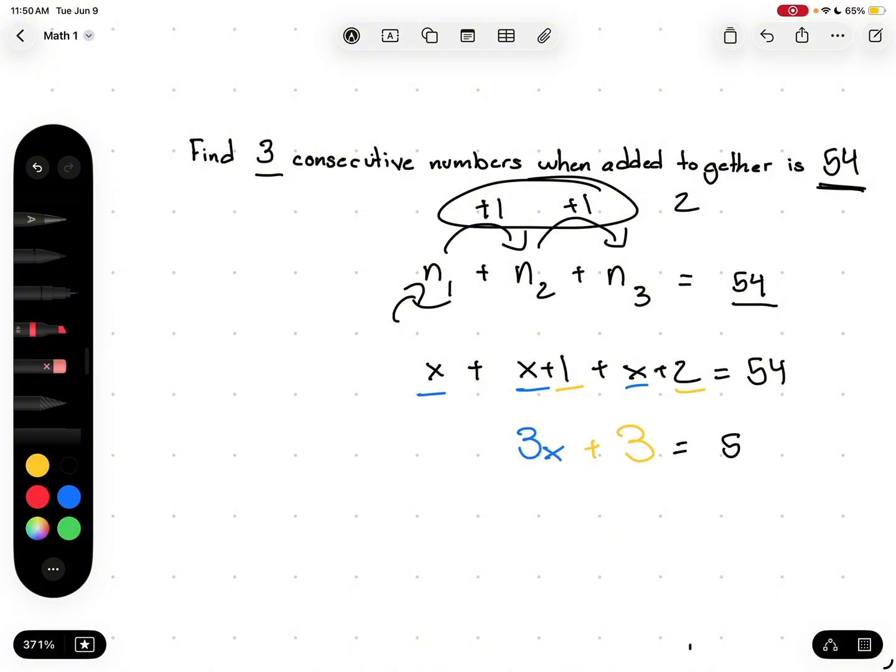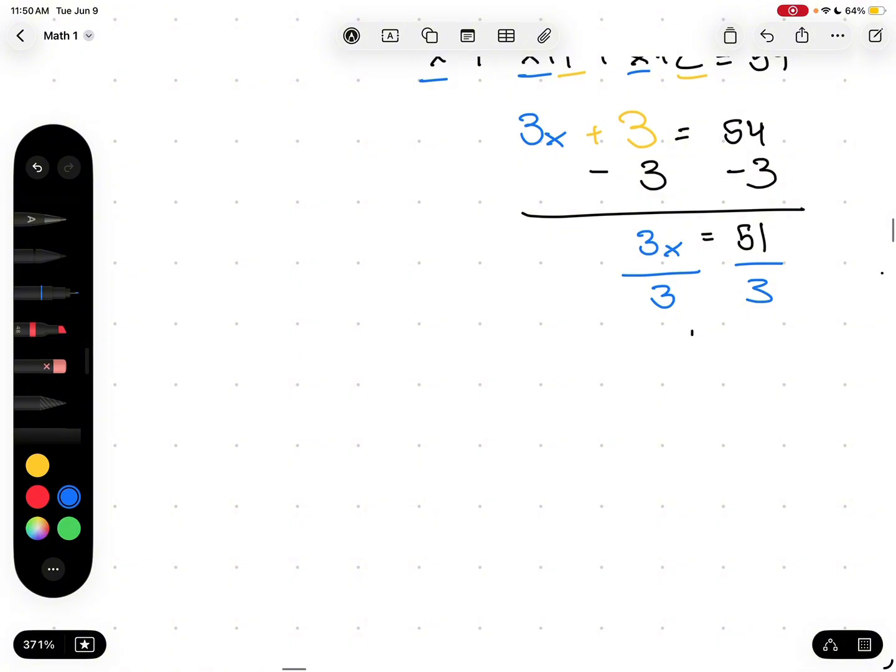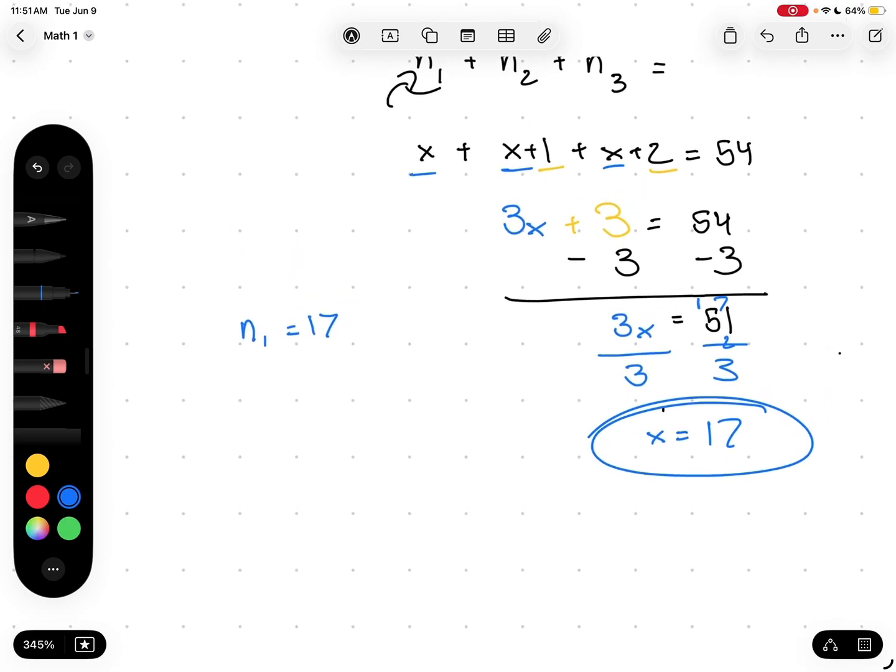When we continue solving like normal, our first step is to subtract 3 from both sides. 54 minus 3 is 51 equals 3x. We divide both sides by 3, and we get x equals 51 divided by 3. In case you do not know, short division: 3 into 5 goes 1, and then 2, and then 3 into 21, that's 17. That gives us x equals 17. So what do all 3 of our numbers equal? n1 is 17, because n1 is x, x is 17. See how they all equal out with each other?